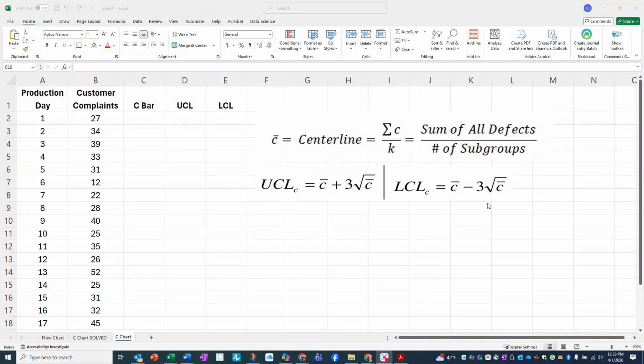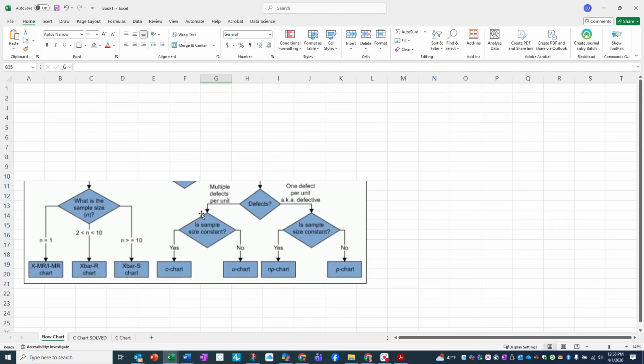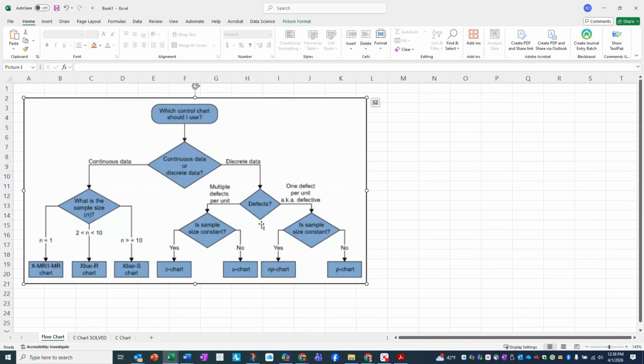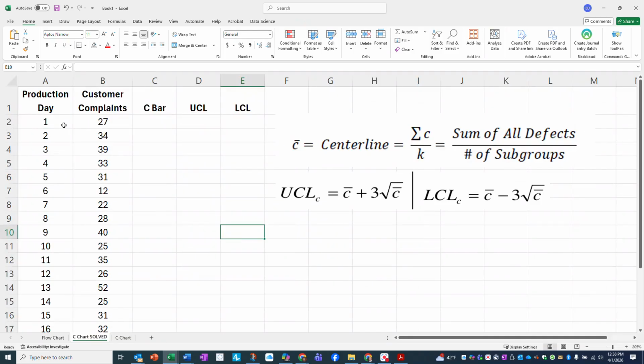Okay, in this one we are going to go through the C chart. So C chart is a count chart. We can go to our flow chart here. Let that refresh, right? So we're using discrete data. There can be multiple defects per unit. And our unit in this one is a production day.